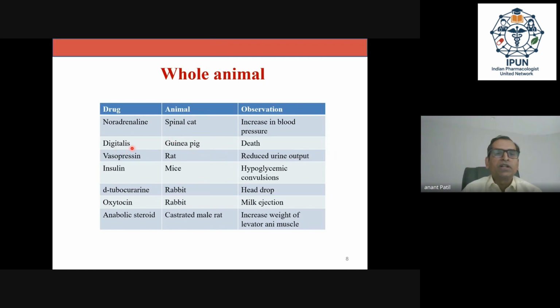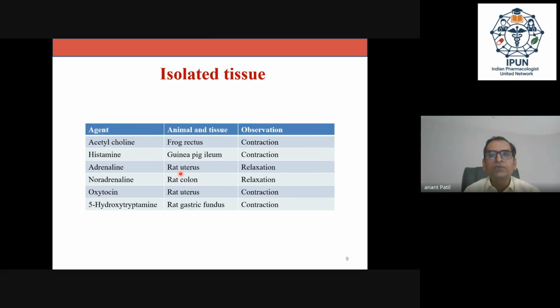You can work with digitalis and so forth. You can read this slide. So basically, the take-home message from this slide is that the whole animal can also be used for doing bioassay. The focus for today is using the isolated tissue.